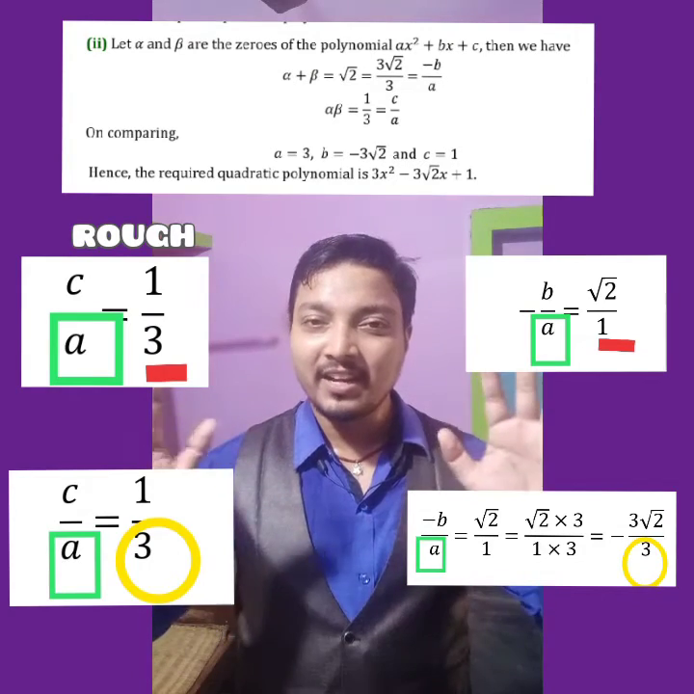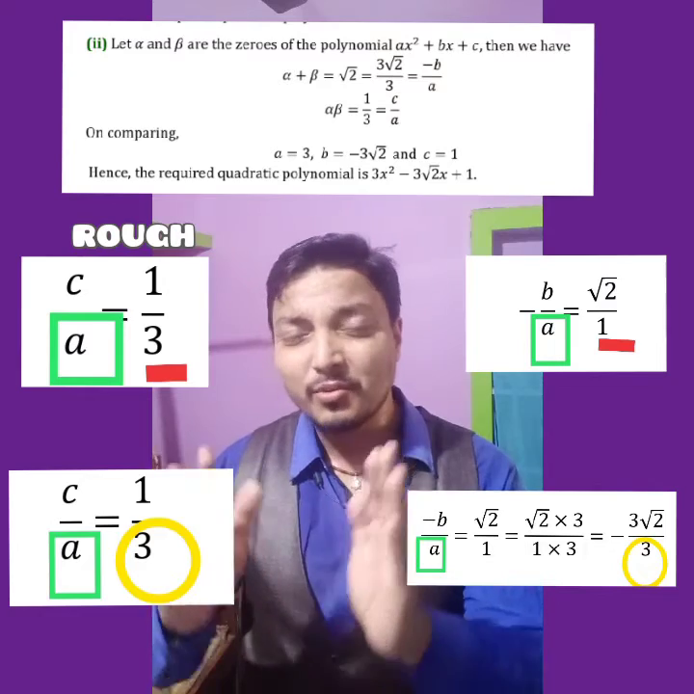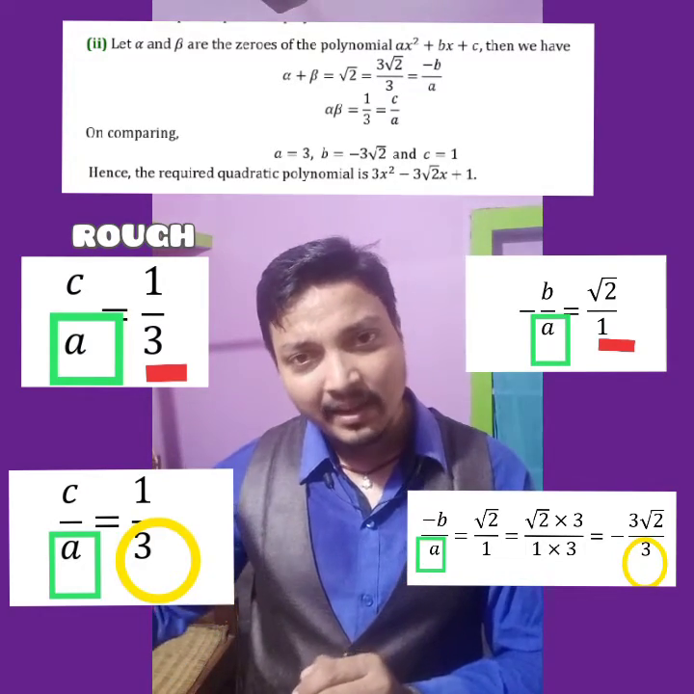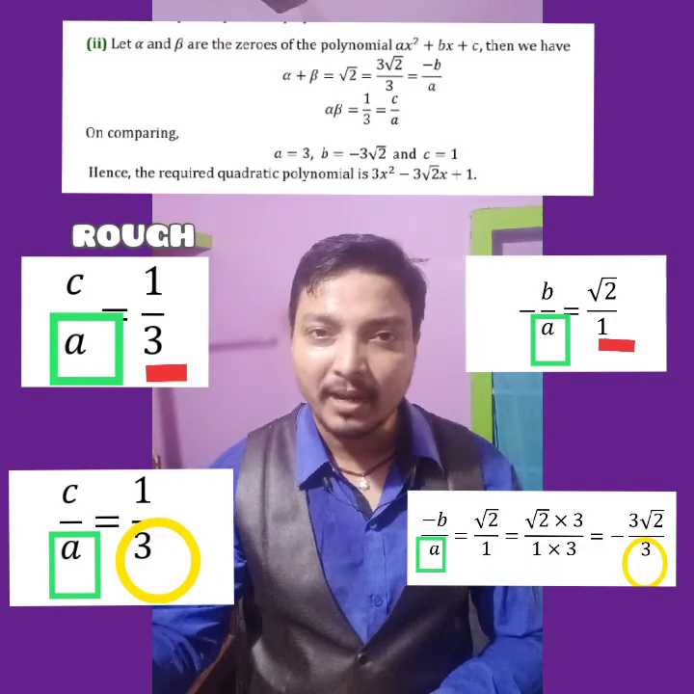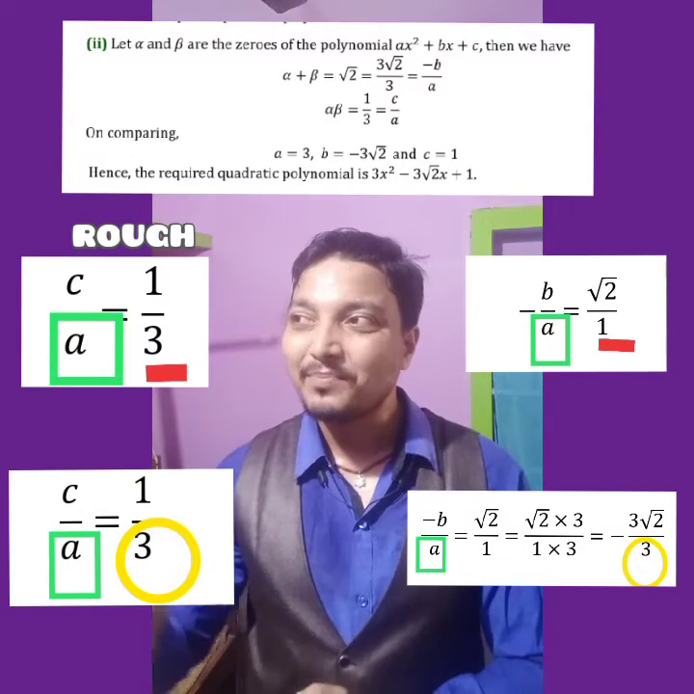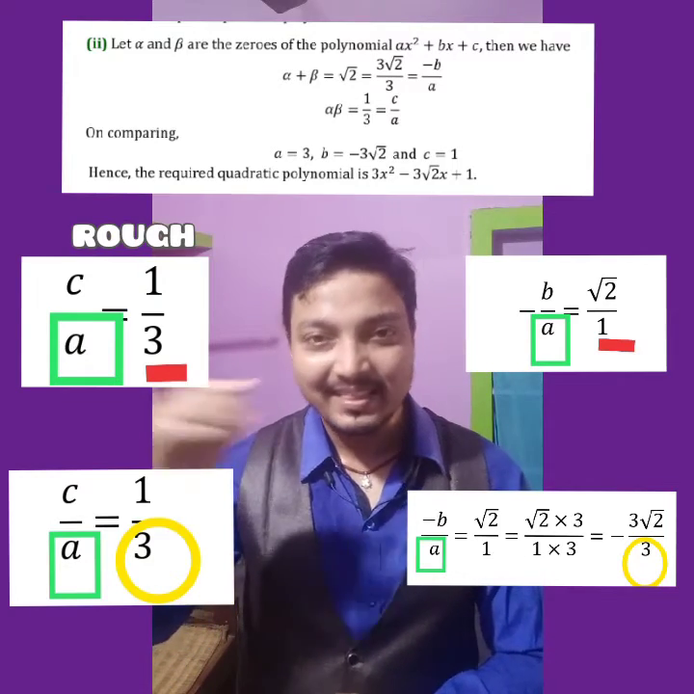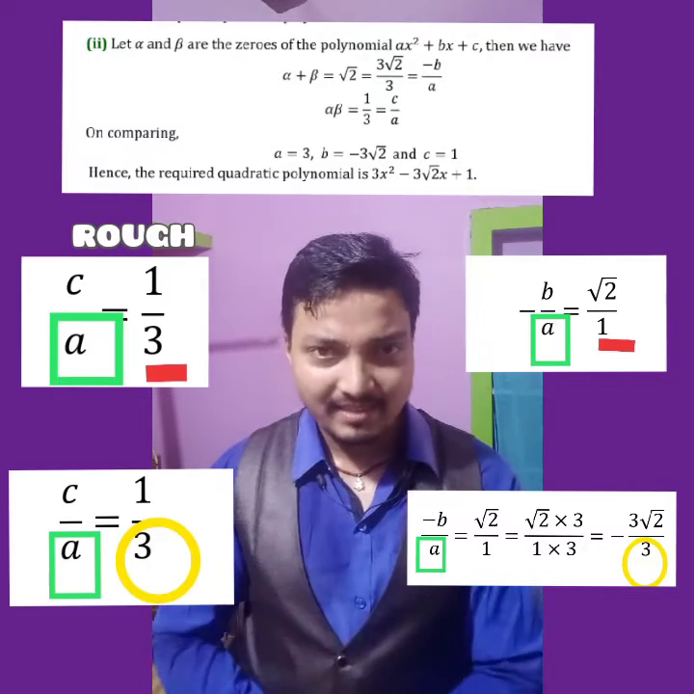Now the denominator is already equated. In which step are the denominators the same, for minus b by a and c by a? Then by comparing, you just have to find the value of a, the value of b and the value of c. In this step, as both are matching, a is 3.